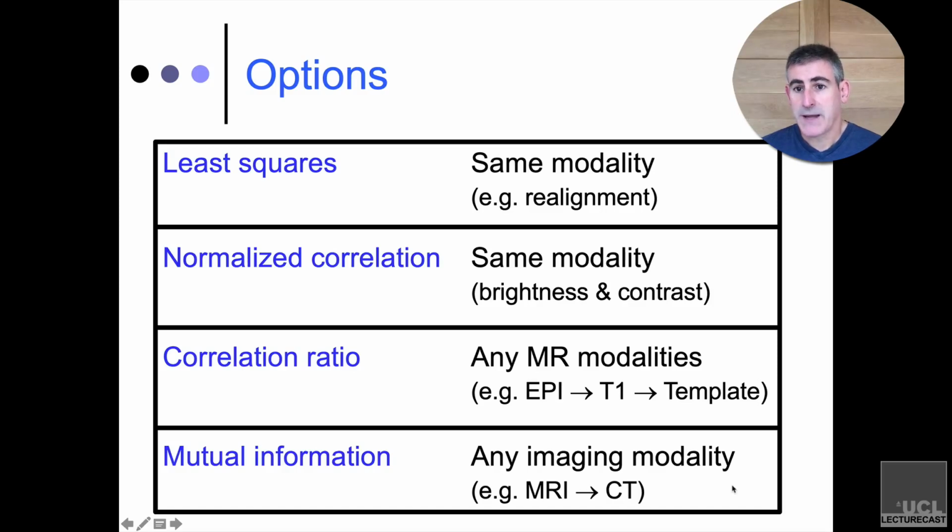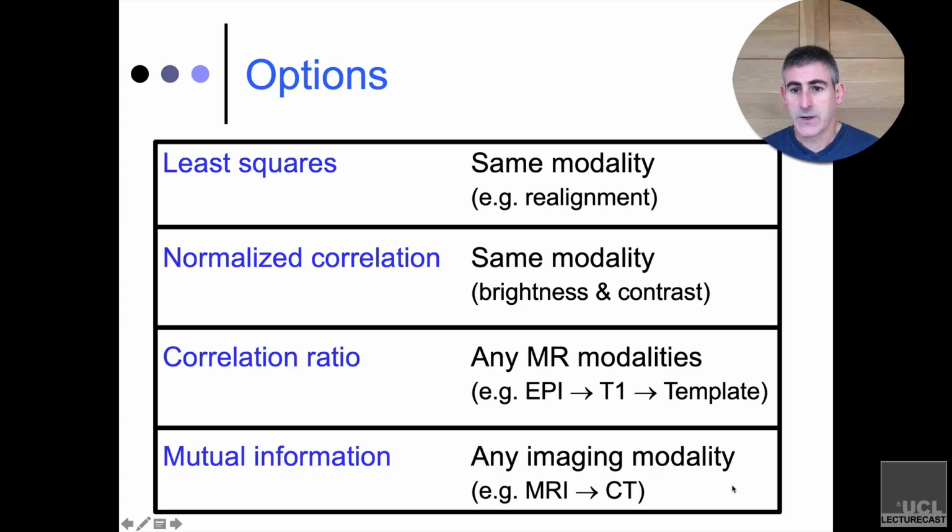Probably the most robust method is something called mutual information, and this allows you to do even more different things, like linking an MRI scan to, say, a CT scan, a CAT scan, where there's really, really different properties associated. And the advantage to using something like mutual information as a cost function is that it's very robust to a lot of violations of assumptions, right? But it's computationally more expensive.